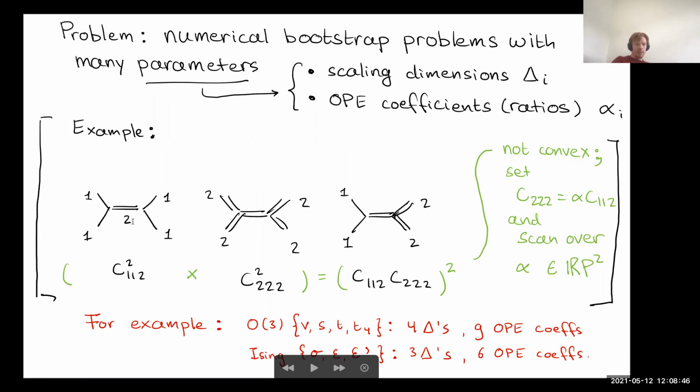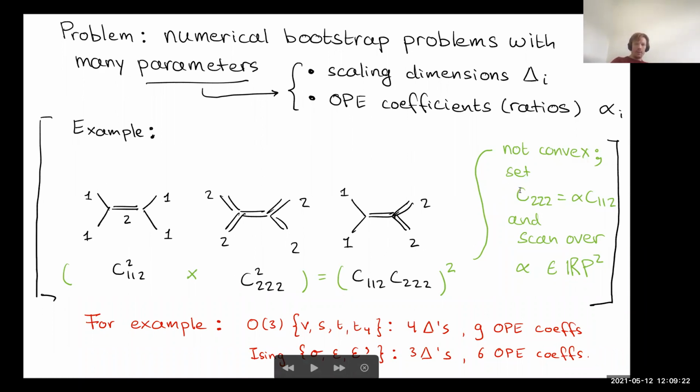An example would be, if you analyze these kind of 4-point functions and you have an operator of type 2 being exchanged, then in this 4-point function, it comes with coefficient C112 squared. In this 4-point function, it comes with C222 squared. And here in this 4-point function, it comes with C112, C222. But that means, of course, there's a relation that I indicated here in green, which is that the product of these two coefficients should equal the square of these coefficients. But imposing that relation makes the problem not convex, and it's not something that SDPB can handle in one go.